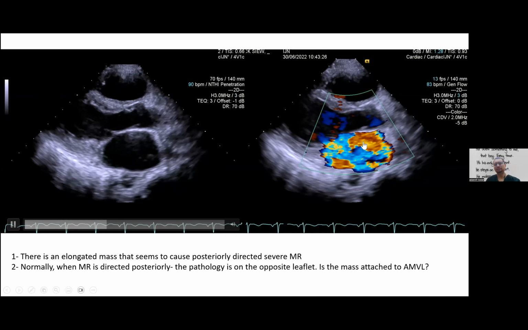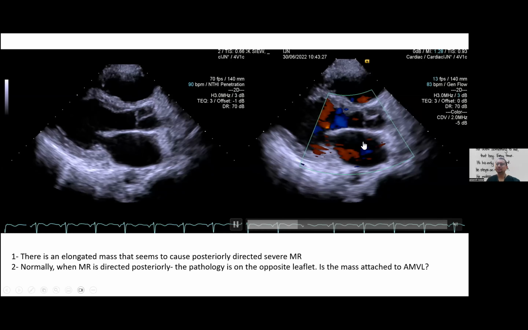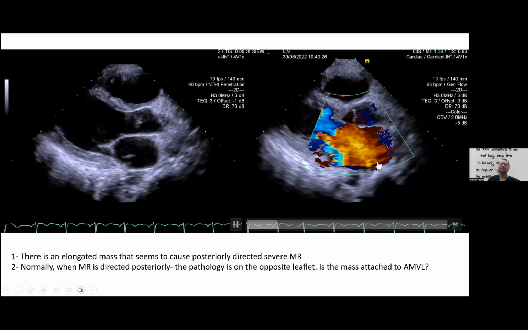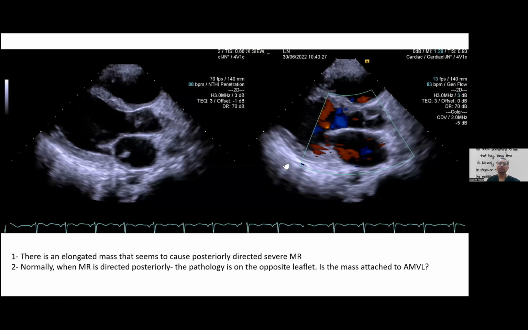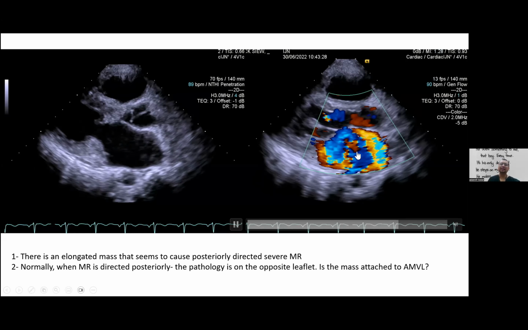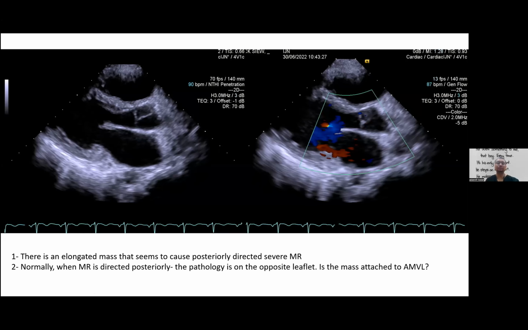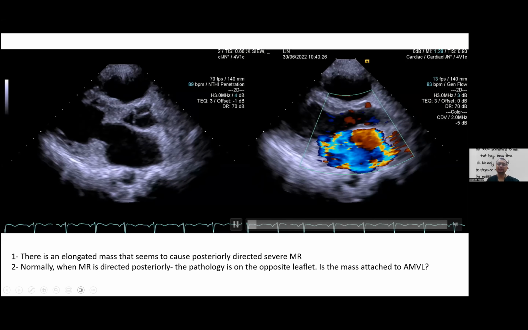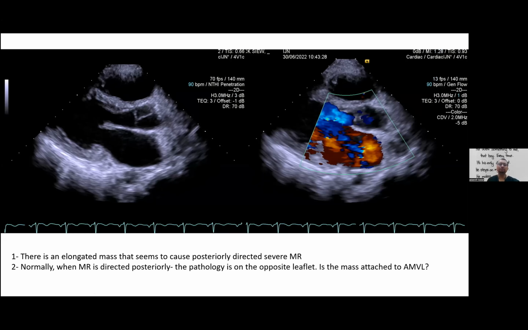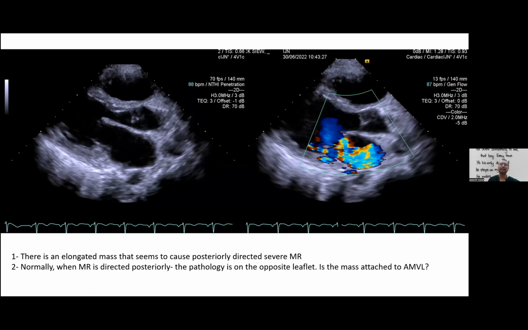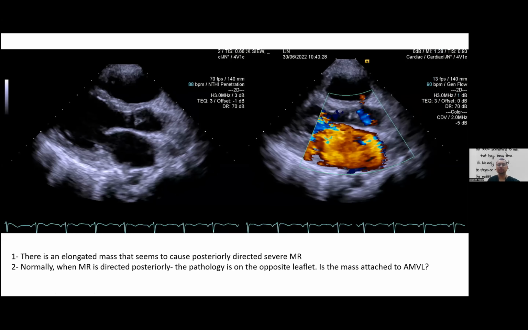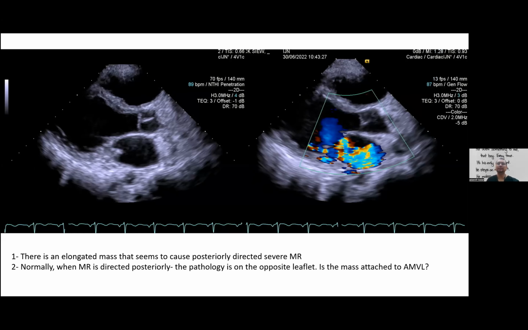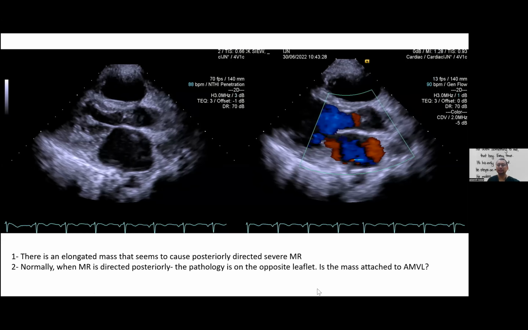If you look at the color view on the right side, you can see severe mitral regurgitation that is directed posteriorly. As a rule of thumb, whenever you see a primary mitral valve abnormality, the direction of the jet is opposite to the primary pathology. So in this situation, as the mitral regurgitation is directed posteriorly, one would have expected the mass to be attached to the anterior rather than posterior mitral valve leaflet. So that's what we think first in this case. Because of the posteriorly directed MR jet, the mass is attached to the anterior mitral valve leaflet.